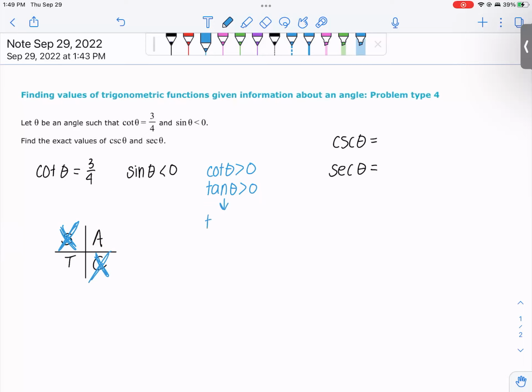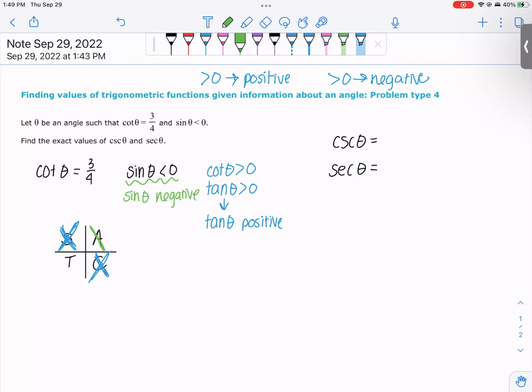Let me just make a note here that this means it's positive, right? Once again, greater than 0 means positive. Less than 0 means negative. All right, so that's part of my information. The other information I have is that sine of theta is less than 0. That's saying that sine of theta is negative.